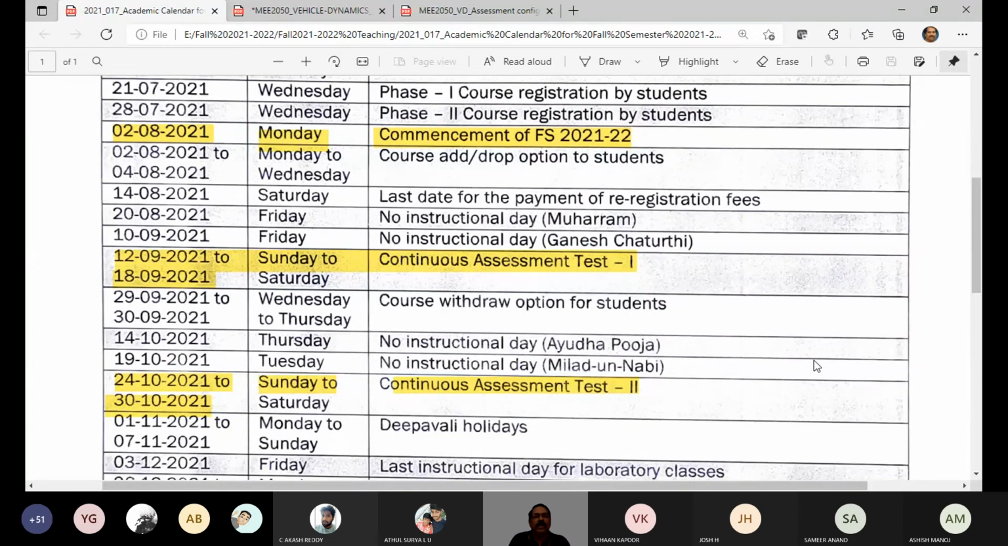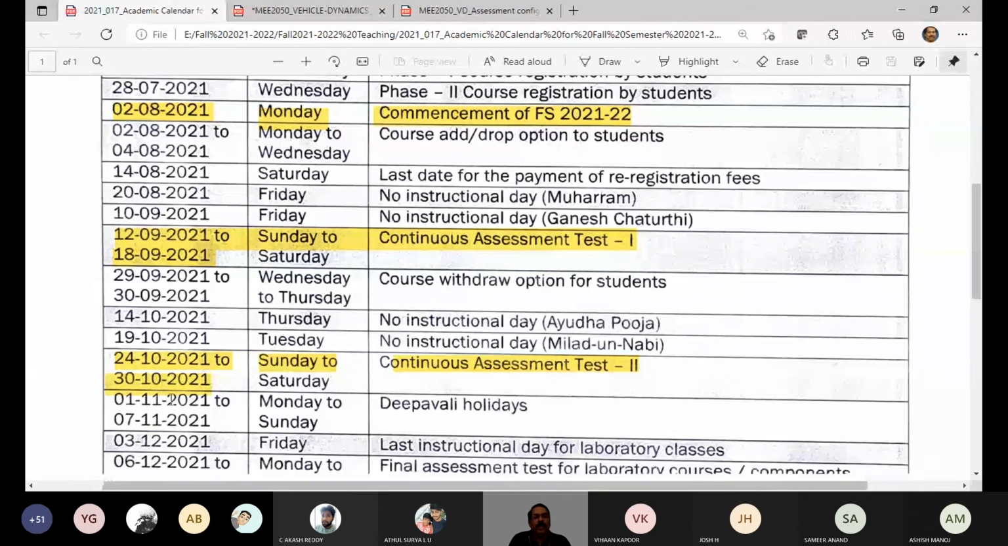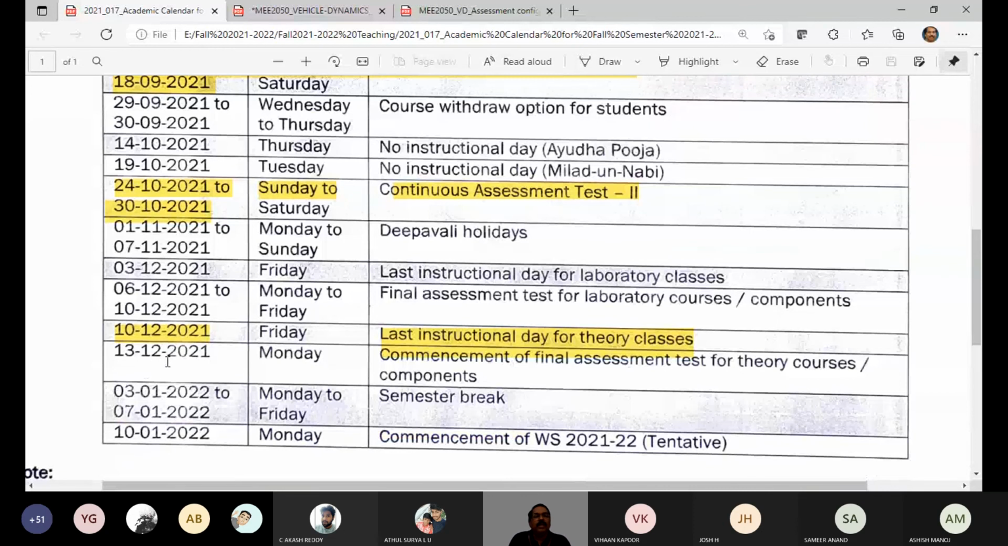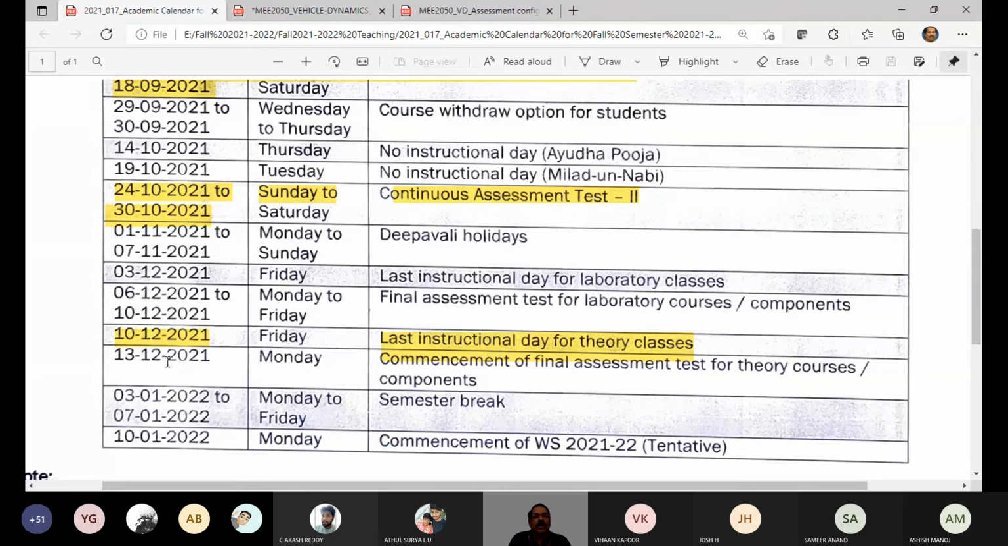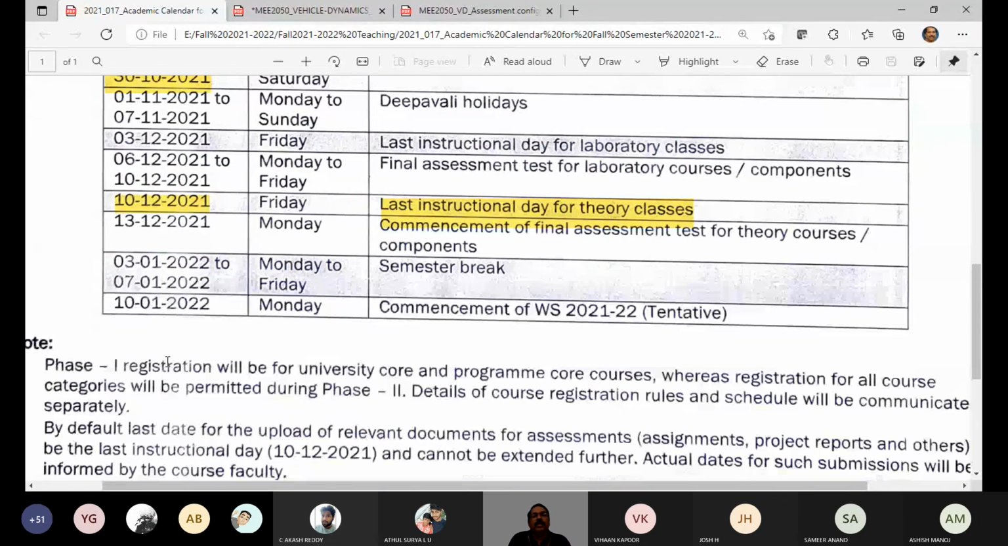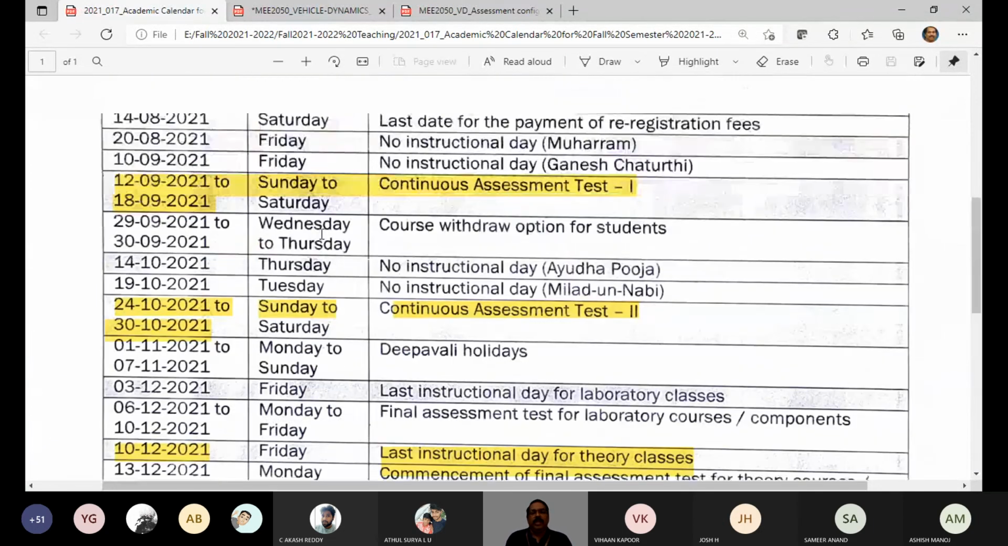So today we start our semester, and we have your CAT 1 examination from 12th September till 19th September. Your CAT 2 examination is from 24th October till 30th October. The final instructional day is on 10th December, and the final exam starts from 13th December. So your CAT 1 of our course is on 12th September, CAT 2 on 24th October, and the final exam on 13th December, if there are no changes in the academic calendar that may be announced by the Dean Academic Office, right? So this is very clear for us.